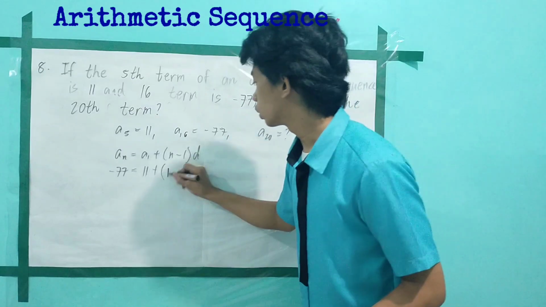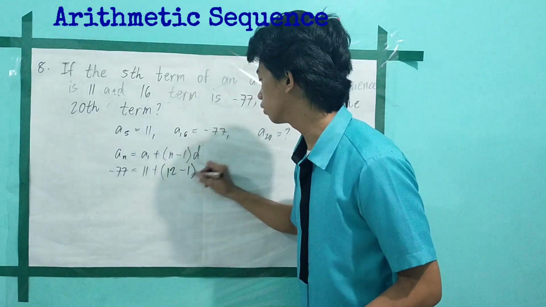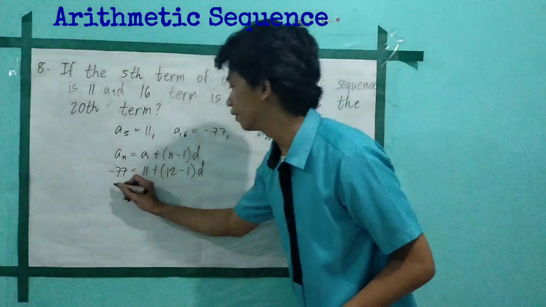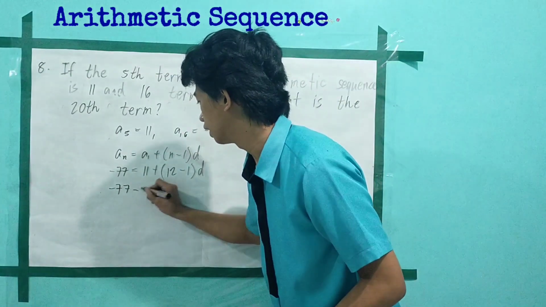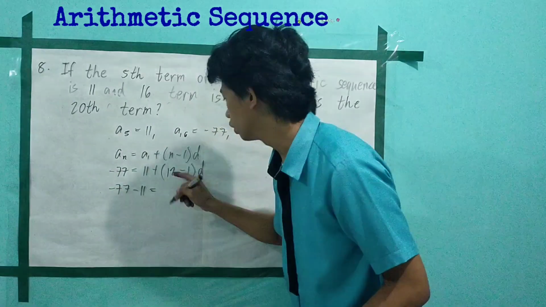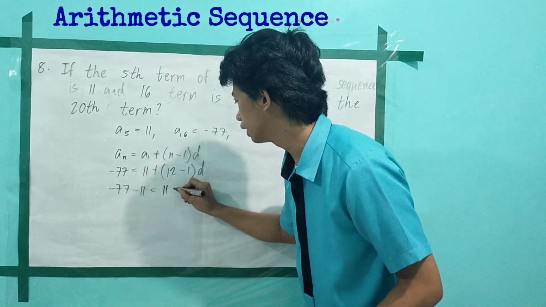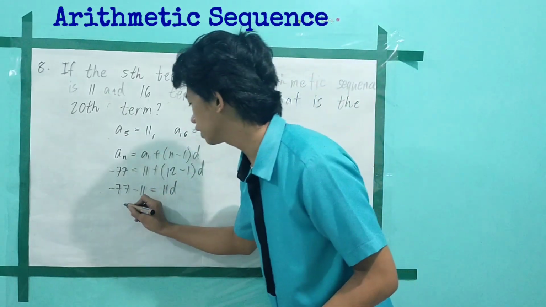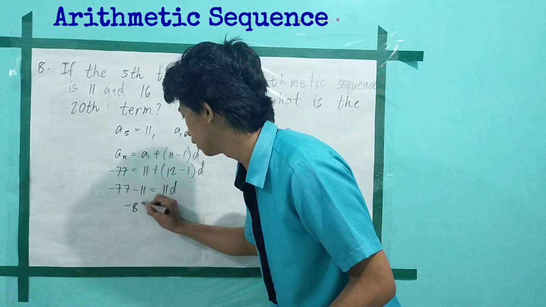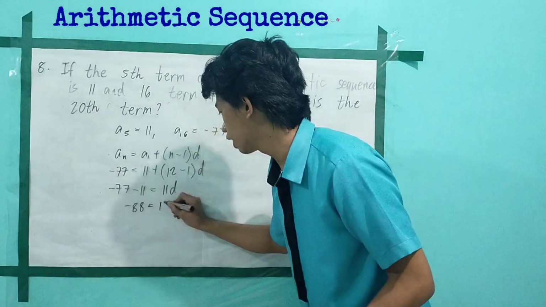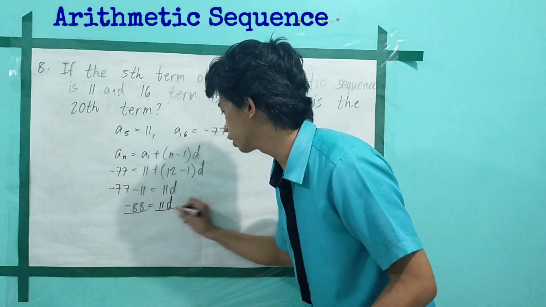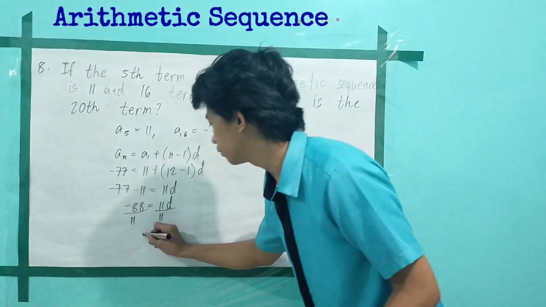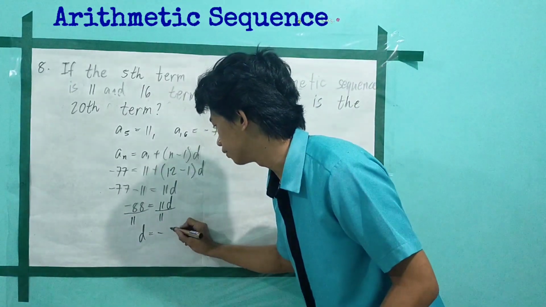So, we have 12 terms. Less 1 multiplied to the common difference. So, we have negative 77 less 11 is equal to 12 less 1, we have 11 multiplied to the common difference. So, negative 77 less 11, we have negative 88 equals 11D. Dividing both sides by 11, our common difference is equal to negative 8.